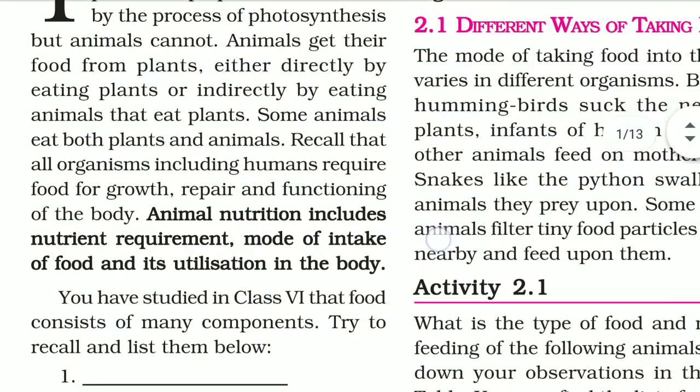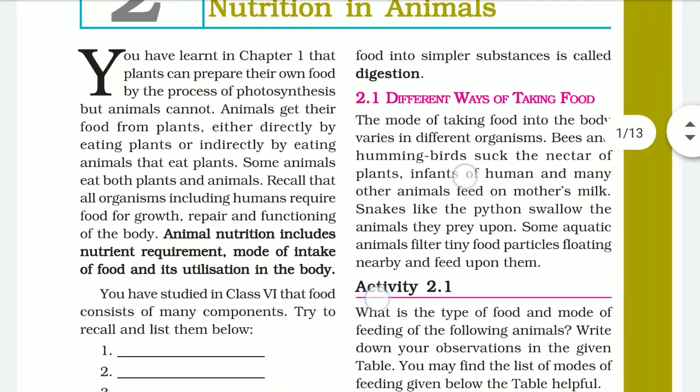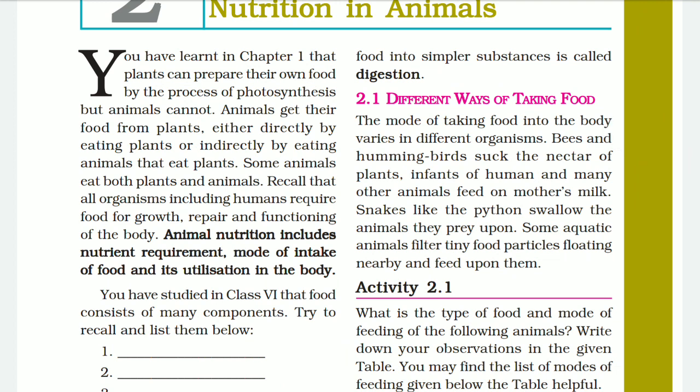Now, recall that all organisms, including humans, require food for the growth, repair, and functions of the body. So basically, our body is made up of organs and tissues and cells, right? The cell is the basic structure. Then it forms the tissue and forms the organs. So to grow, to repair those cells or tissues, or for the functioning of the body, we need food. Animal nutrition includes the nutrient requirement, the mode of intake of the food, and how it is utilized in the body.